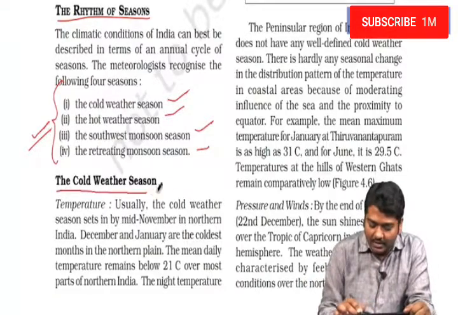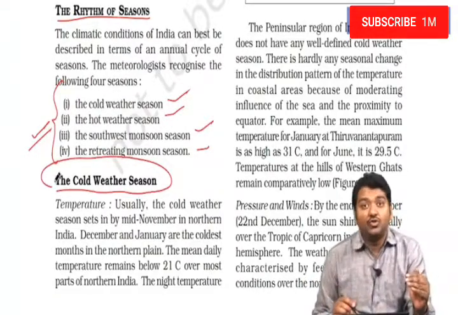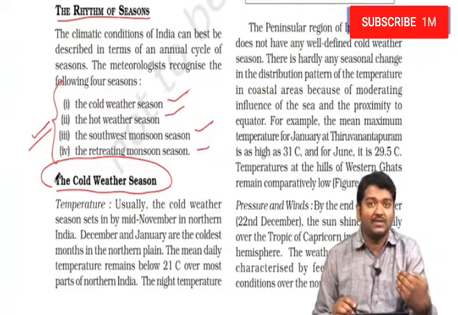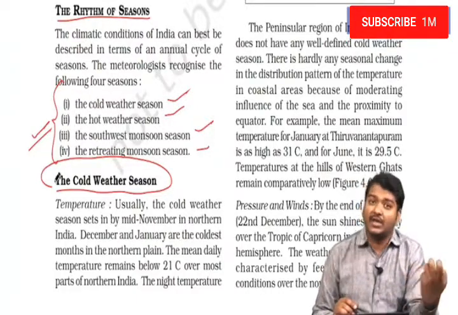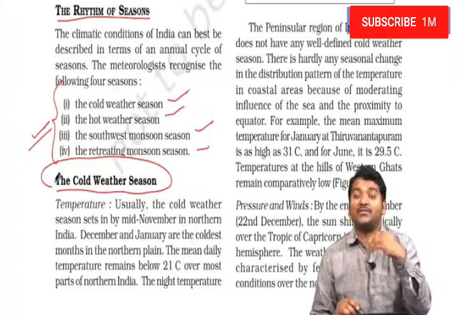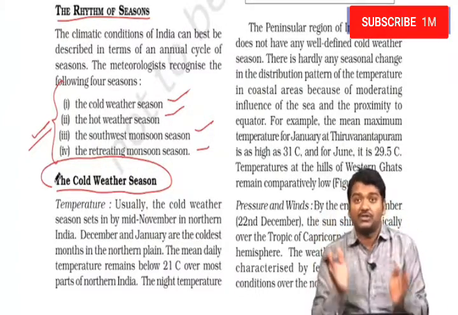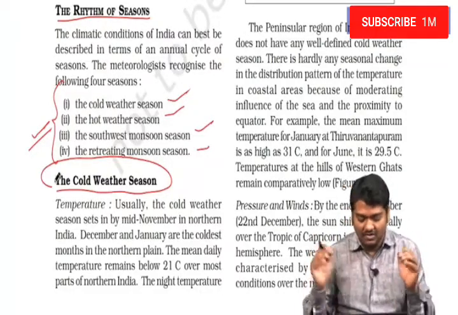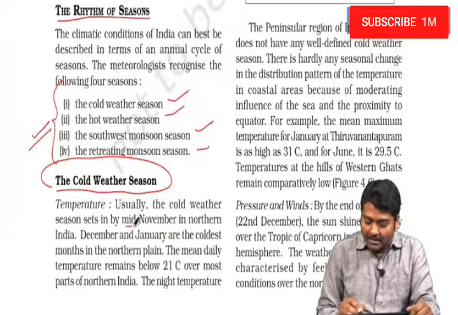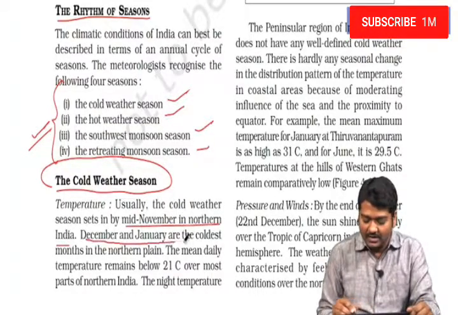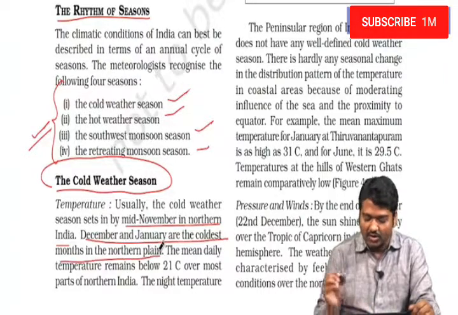The first important thing is the cold weather season, which usually starts first in North India, then you will see it in peninsular India. Sometimes it goes to the extent that in peninsular India there is nothing called winter at all when it comes to the coastal region, because of the impact of the sea in this region. So mid-November in northern India, December and January are the coldest months in the northern plains.